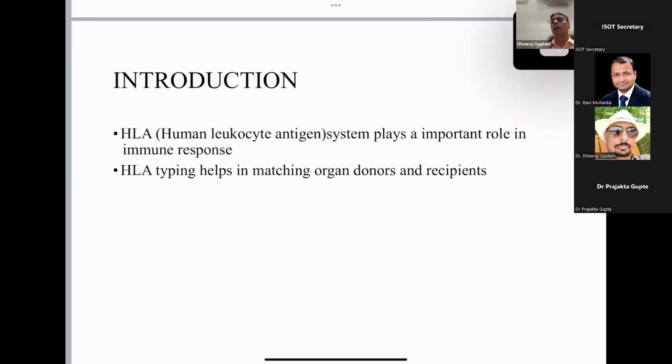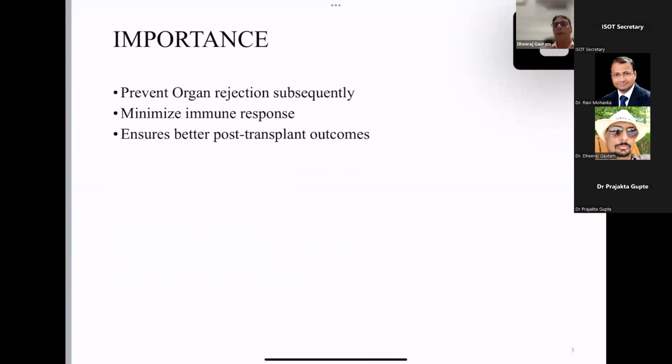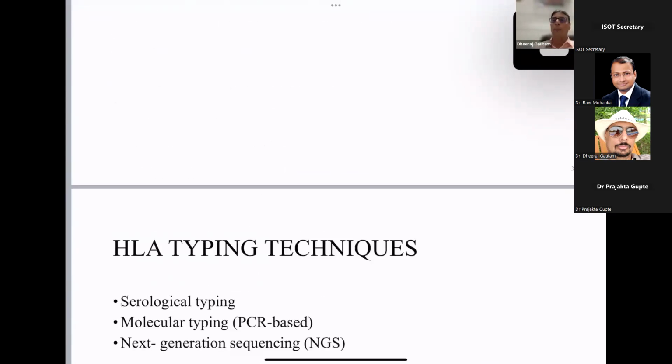Outside the body, we take the serum of the patient and the WBCs of the donor, and we do the matching outside. So after the transplant, it will not mismatch. The importance is to prevent organ rejection subsequently after transplant. Then it will minimize the immune response, and it ensures better post-transplant outcome.